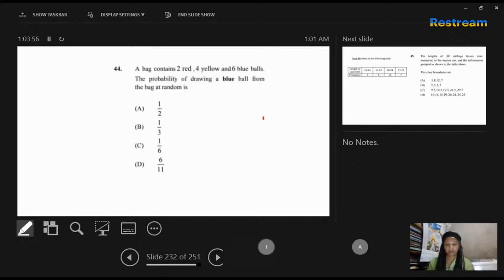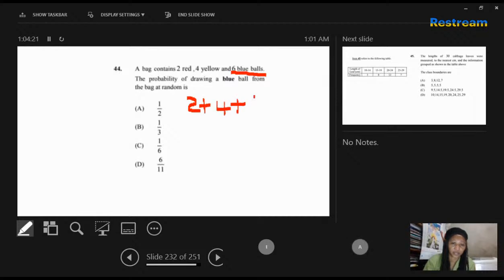All right, Asar. Number 44. A bag contains 2 red, 4 yellow, and 6 blue balls. The probability of drawing a blue ball from the bag at random is. So for the blue balls, that probability would be 6 out of all the 12 of them. So 2 plus 4 plus 6 is 12. And it's 6 blue balls, so 6 over 12. And that cancels to a half, so the answer is A. Okay. Imani.